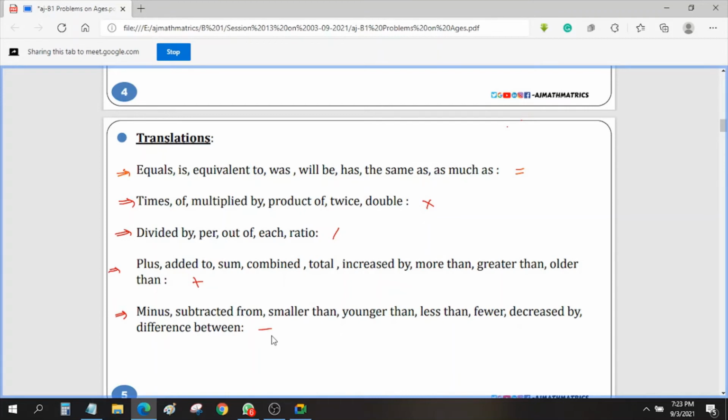So this is for the third point. The first point is read and analyze the data. The second point is assigning the variable. The third point is converting the data into the equation. And the fourth point is simplify and solve.